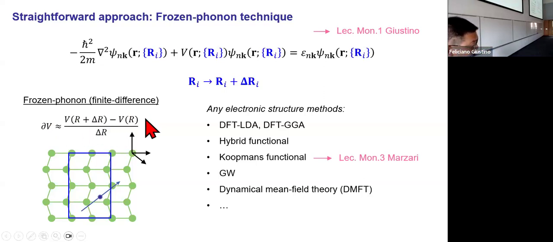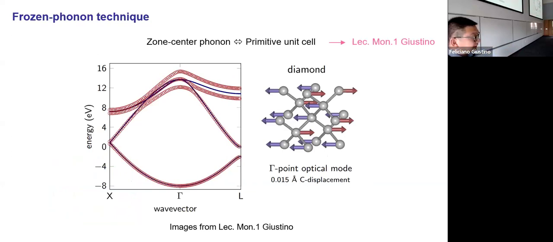There are many advantages to it. One of the advantages is that it can be combined with any electronic structure method. For example, standard LDA, GGA approximations, or advanced hybrid functionals, or, as Professor Marzari introduced on Monday, Koopmans functionals, or GW or DMFT or other approaches. Basically, you just need to change your structure, compute the new quantities, and then look for the difference. So how do we do that?